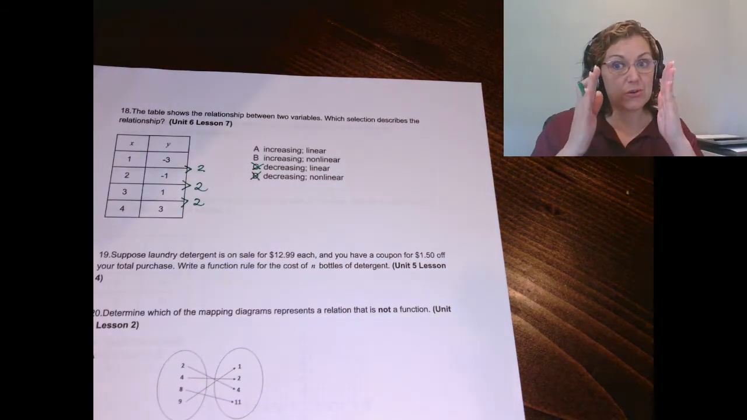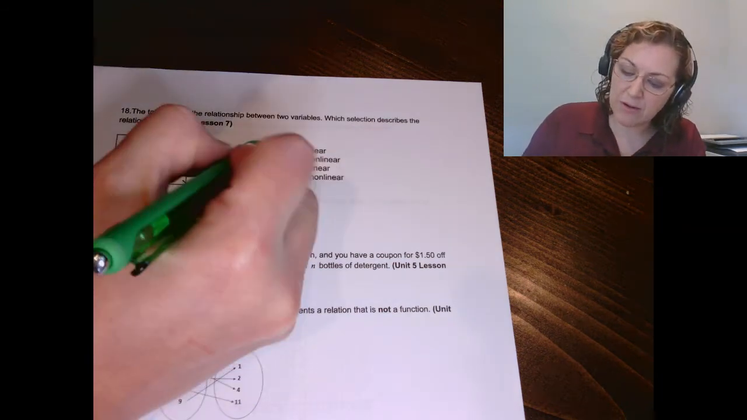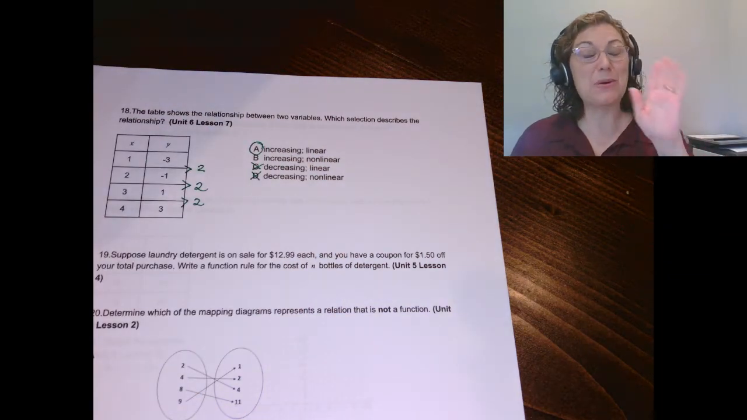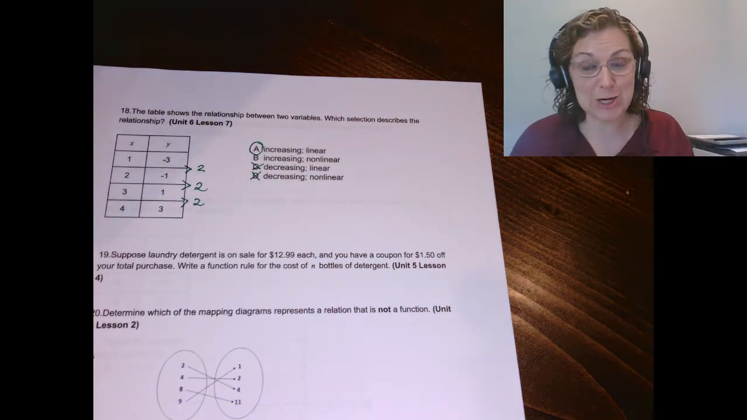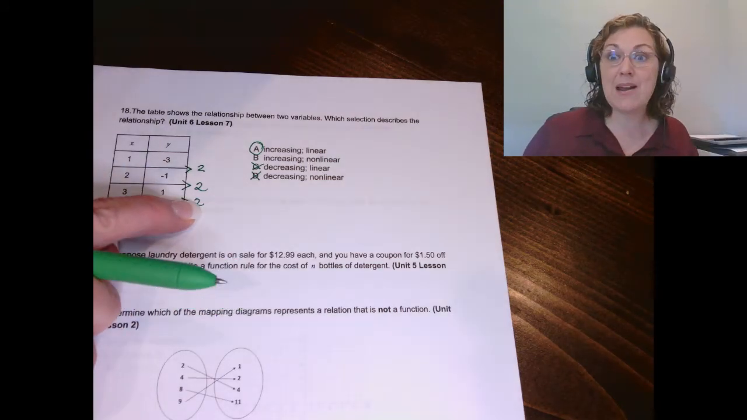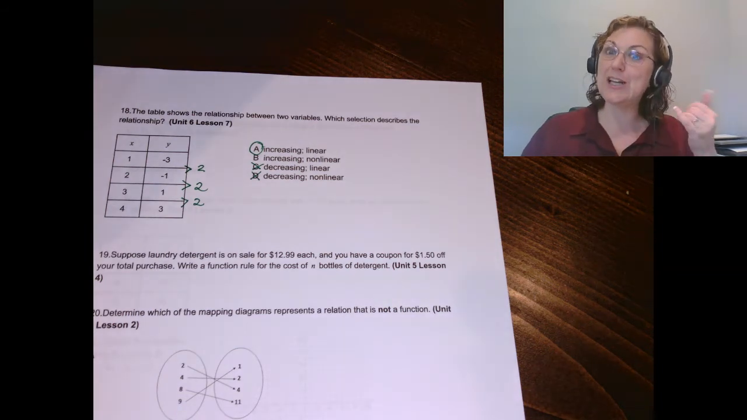Now notice that those all came out to be the same amount. When they come out to be the same amount, that is linear. If those don't come out to be the same amount, it is nonlinear. That's how you're going to tell from a table whether it's linear or not.